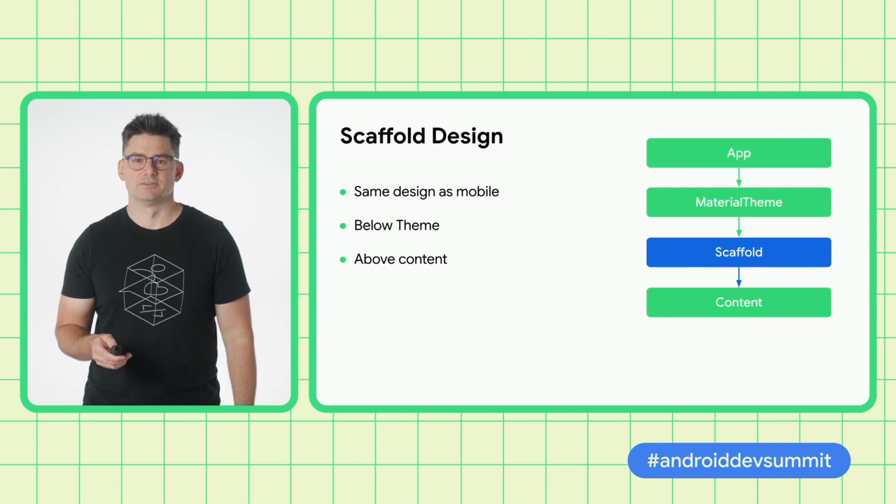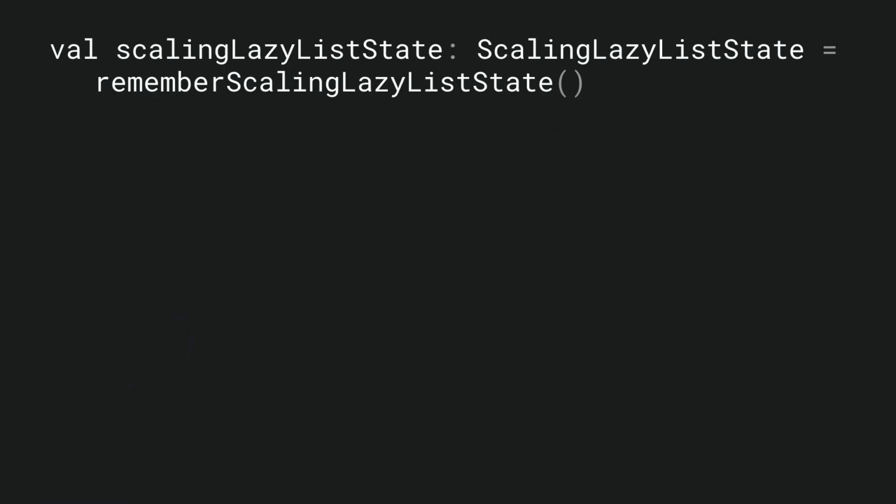All right, let's look at some code. So in our example, our content inside the Scaffold is a ScalingLazyColumn. So we hoist its state up here to support the position indicator. Let's look at that a little bit deeper.